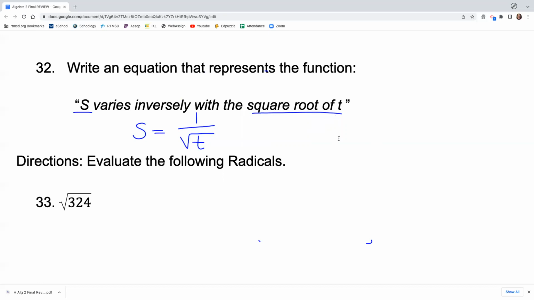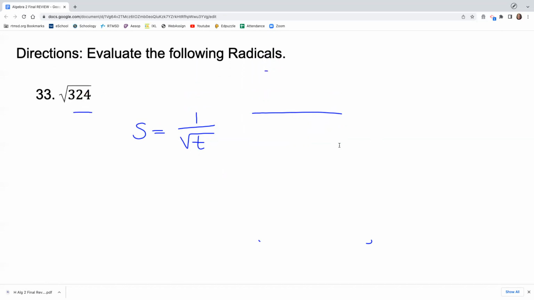Okay, 33. We're starting to get to some problems that don't require as much algebra. So these are like calculator questions, evaluating the radicals. Put this in your calculator. It's going to give you 18.